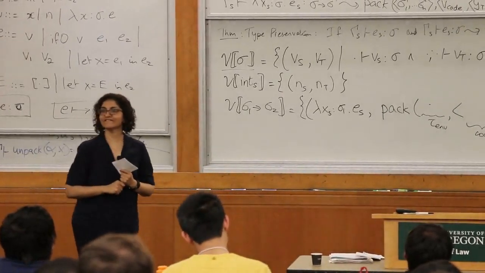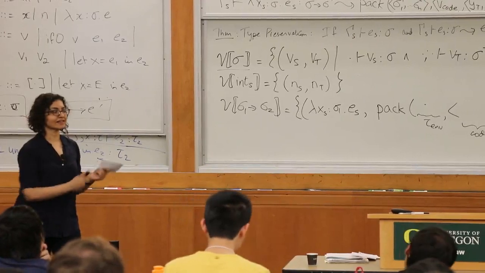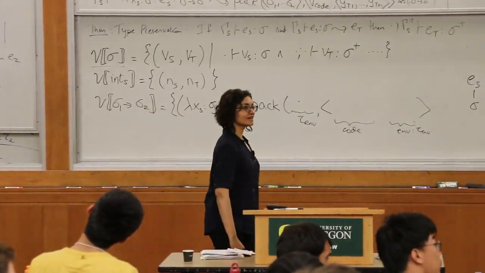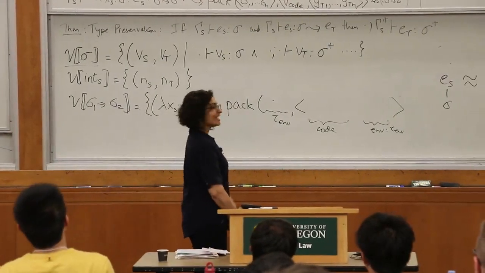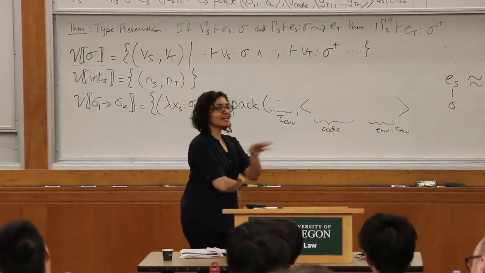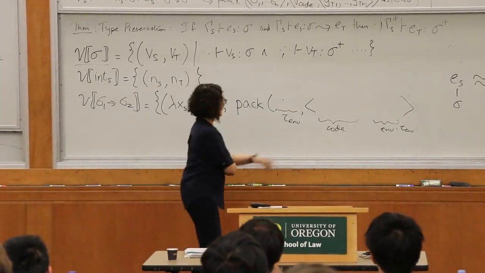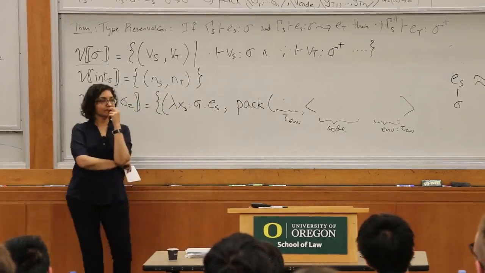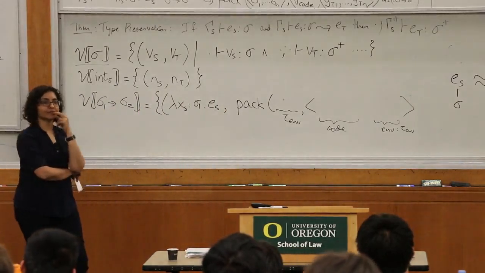What do you think? Yes? Tn is the free variables in E. That's a good question. Should it be? Should Tn be the free variables in this exact lambda? What are the free variables in this lambda?